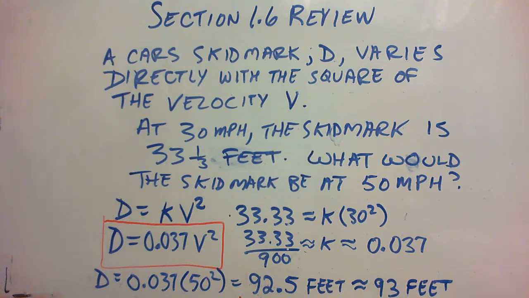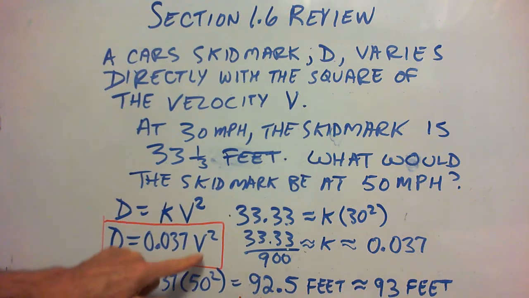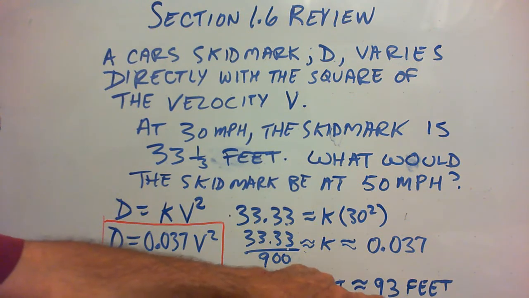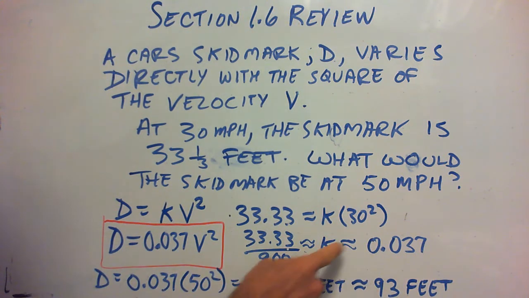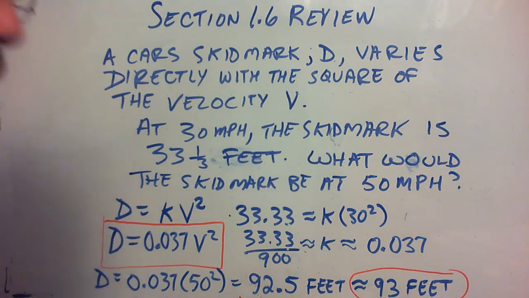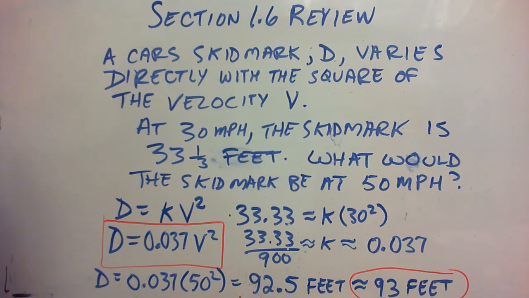So when we plug the 50 in for V, square it, times 0.037, we get 92.5, which I'm just going to round to 93 feet because my K value is rounded here. So that's really the appropriate answer here. Just round it off. As you do this homework, however you round it, I'll accept the answer. So don't worry about the rounding too much.